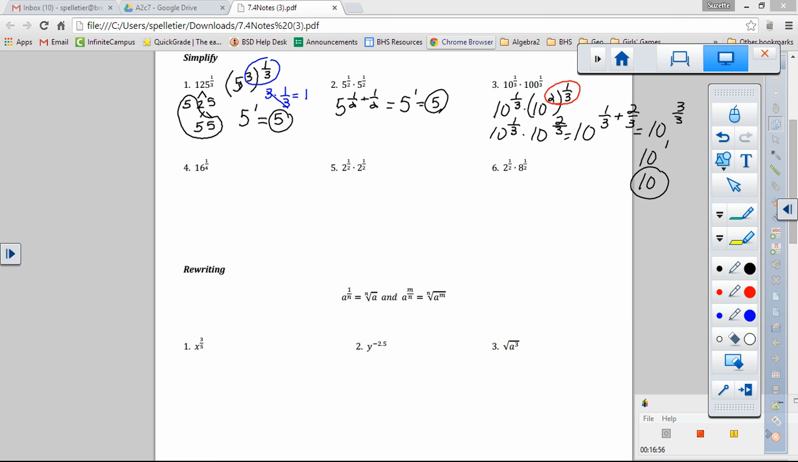It would be great if you could pause the video at this point and give 4, 5, and 6 a try using 1, 2, and 3 as your examples. And then when you're finished with them, go ahead and press play and see how they're being done.